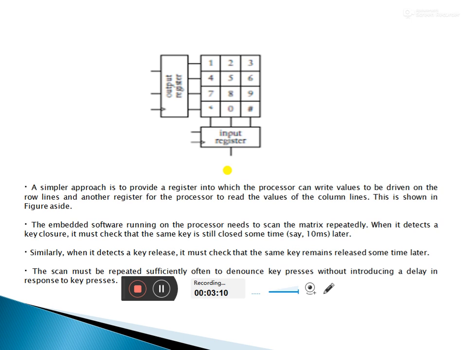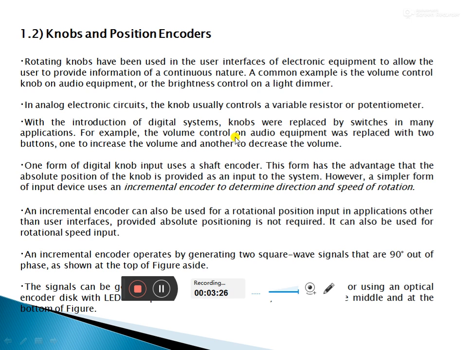If you look at the embedded software, the matrix keyboard is there, and it is repeated. This is the arrangement of the matrix keyboard. So this is one of the devices we have to study.